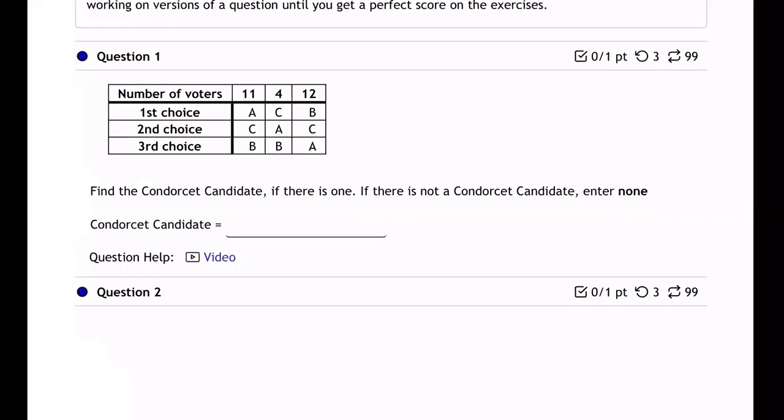Okay, so on this question, they're giving us a preference schedule, which is this thing right here, right? Remember what this means. This means that 11 people voted ACB, meaning they liked A best, followed by C, followed by B. I'm sure you remember these 4 people, they voted CAB, they liked C best, followed by A, followed by B. You knew all that. Okay, so they're saying find the Condorcet candidate.